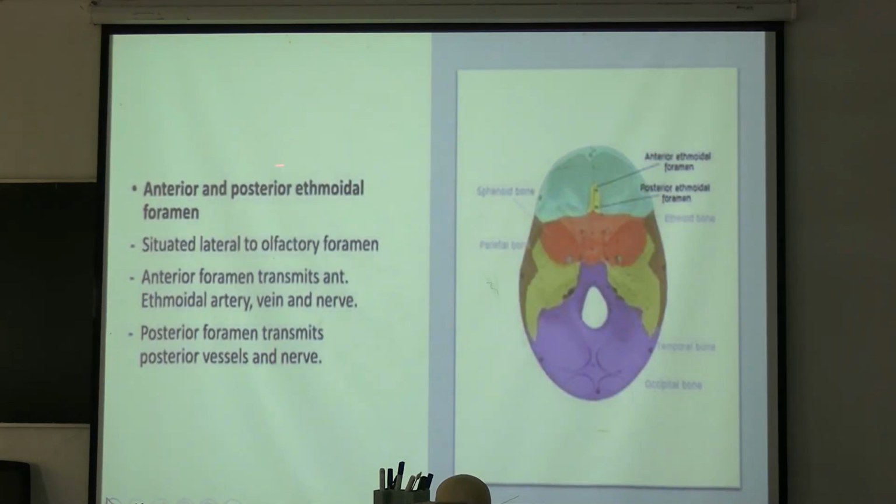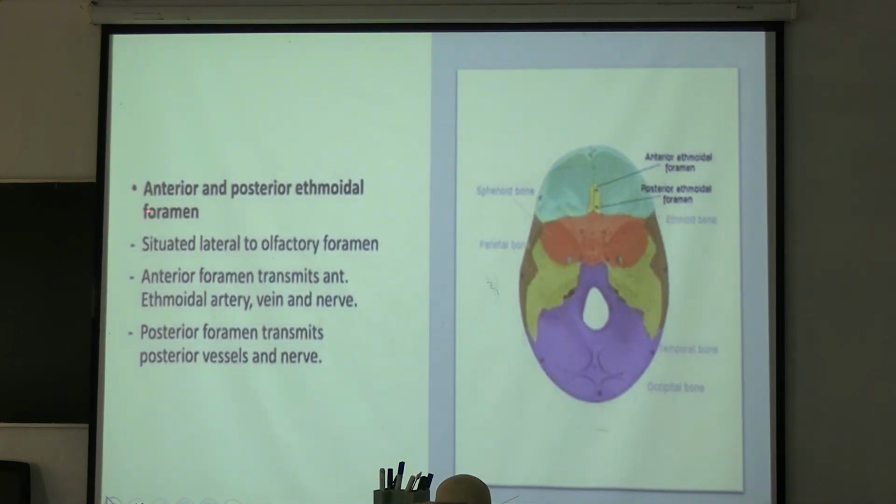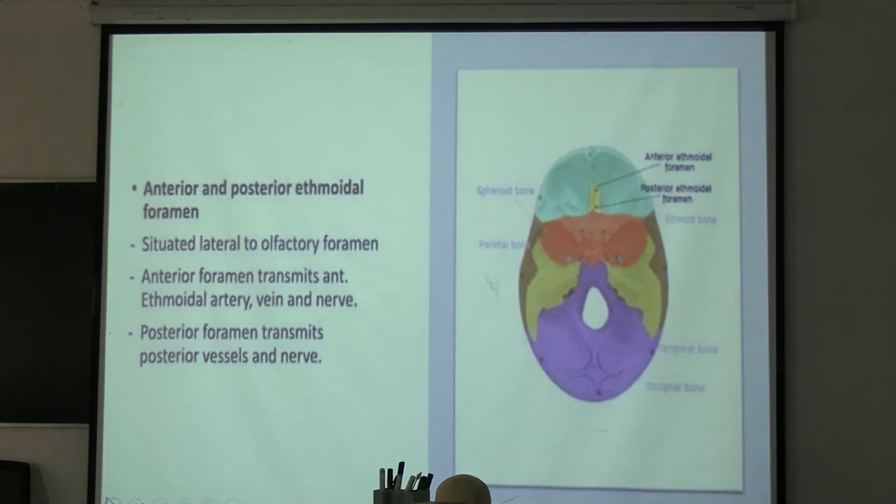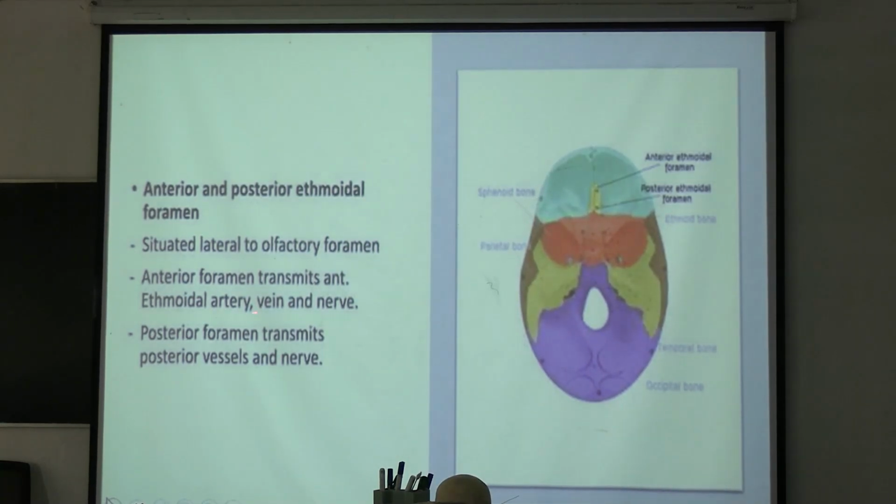Next, we are going to anterior and posterior ethmoidal foramen. Okay, they are situated lateral to the olfactory foramen in this location. From the nasal cavity, they are more clearly visible. Okay, anterior and posterior ethmoidal foramens are situated lateral to the olfactory foramen. Anterior ethmoidal foramen transmits the anterior ethmoidal artery, vein and nerve. And posterior ethmoidal foramen transmits posterior ethmoidal vessels and posterior ethmoidal nerve.